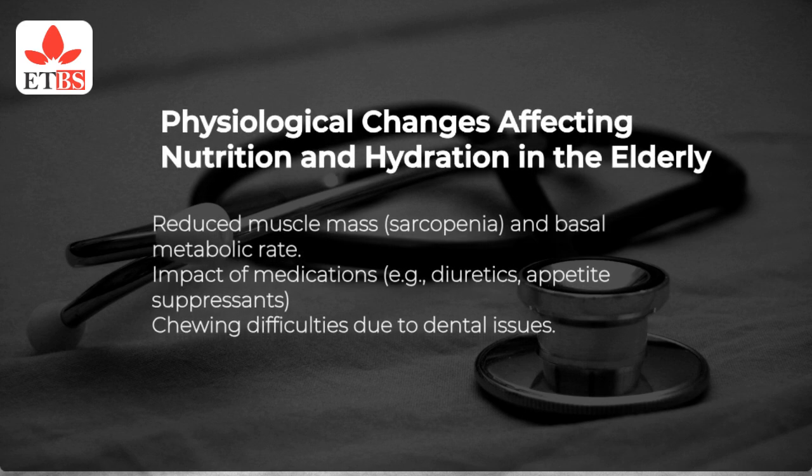Physiological changes affecting nutrition and hydration in the elderly. Reduced sense of taste and smell, diminished saliva production, altered gastric emptying and intestinal absorption, decreased thirst perception, increasing dehydration risk, reduced muscle mass, sarcopenia, and reduced basal metabolic rate. Impact of medications, e.g., diuretics and appetite suppressants, and chewing difficulties due to dental issues.